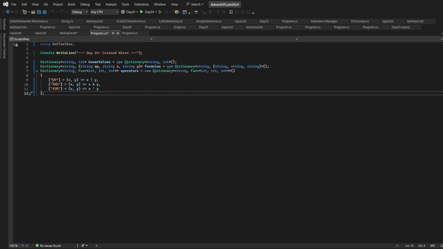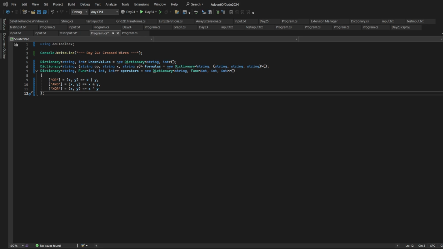This is actually a new way I explored a little bit, to define these operators as functions in a dictionary. So we can define the OR, which will be the bitwise OR between X and Y. We define an AND, which will be the bitwise AND, and this will be the XOR. So this way we can call them a little bit more intuitively.